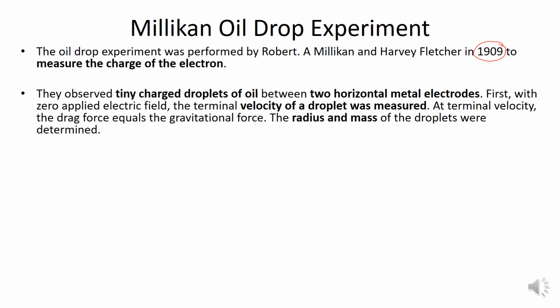First, with 0 applied electric field, so with the power off, the terminal velocity of a droplet was measured. So they looked at a droplet falling under regular gravity, and they measured its velocity. How fast is it going? At terminal velocity, gravity and the air resistance balance, and it travels at constant velocity. They also measured the radius and the mass of the droplets.